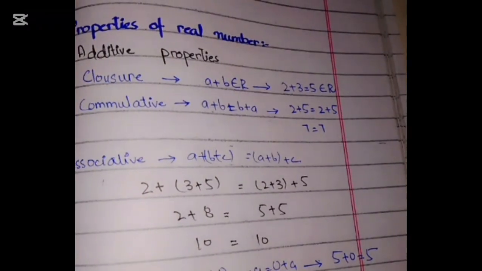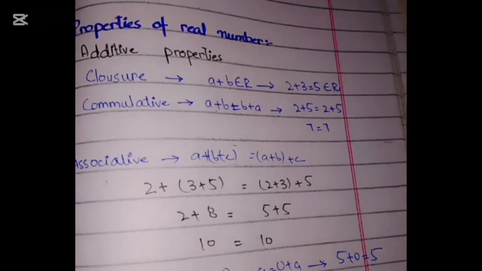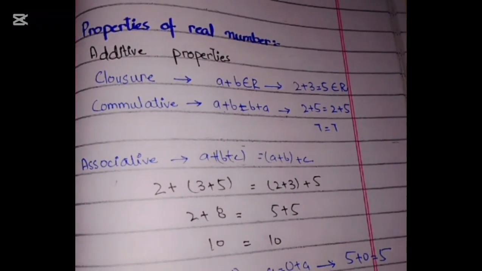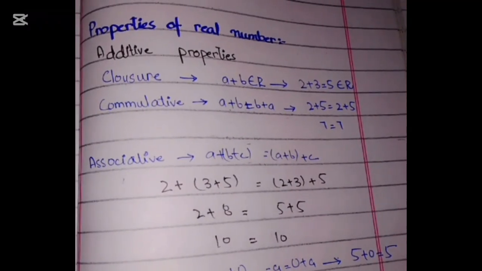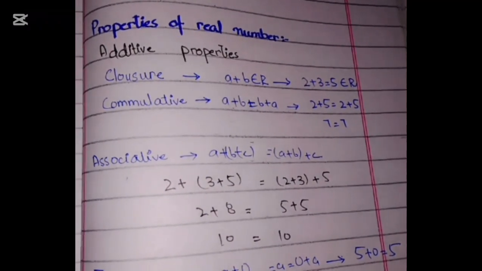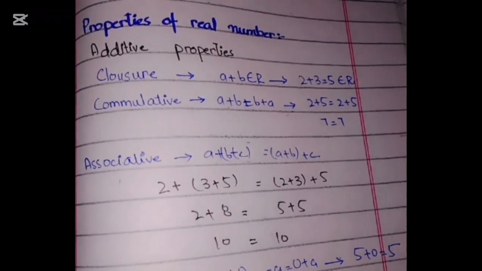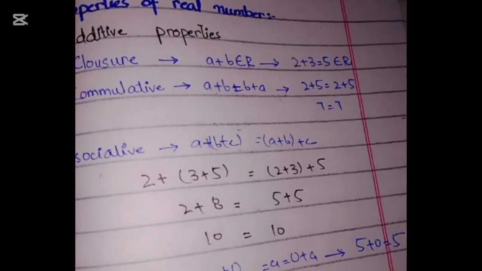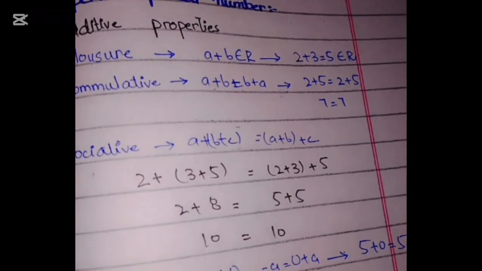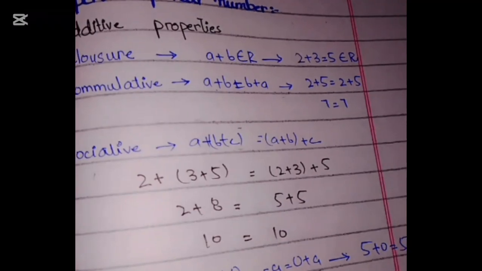I write the properties here. First of all, I write the additive properties. So what are the additive properties? Let's see. First we have the Closure property. So let's see what the Closure property is. We have two elements, and both elements belong to the real numbers. A plus B belongs to R, that is called the real numbers.